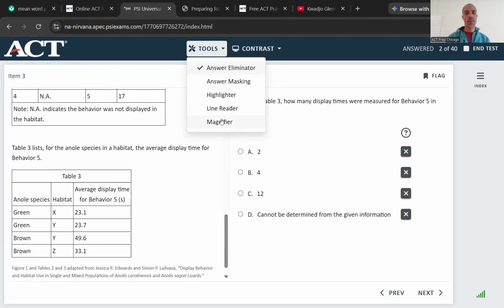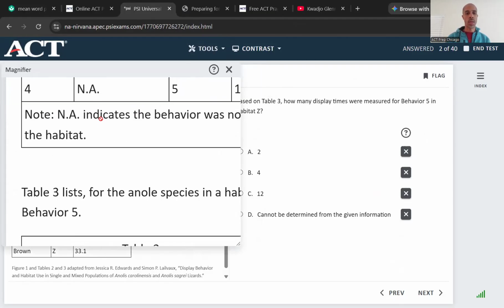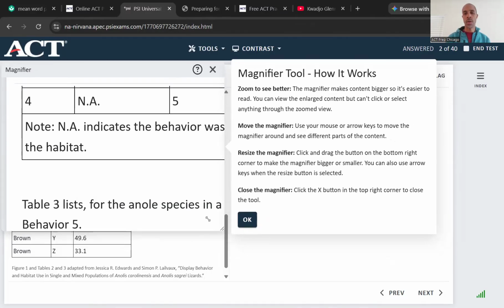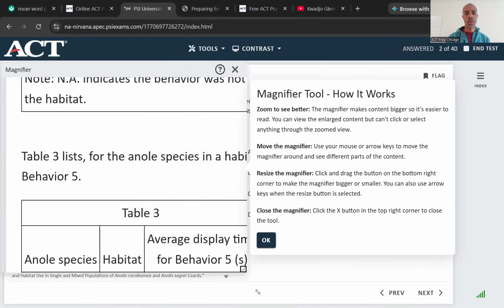I don't know how to work the magnifier. Maybe it's the same way. Okay, to zoom to see better. The magnifier makes content bigger. Use your mouse or arrow keys to move the magnifier around and see the different parts of the content. To resize the magnifier, click and drag the button on the bottom right. Oh, okay, so we can move all around this thing.